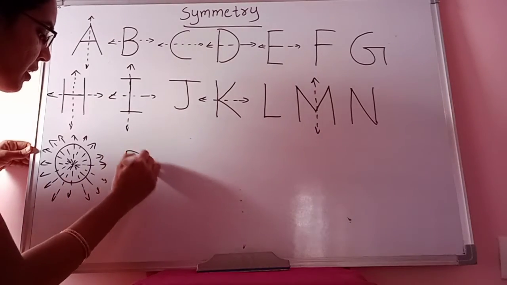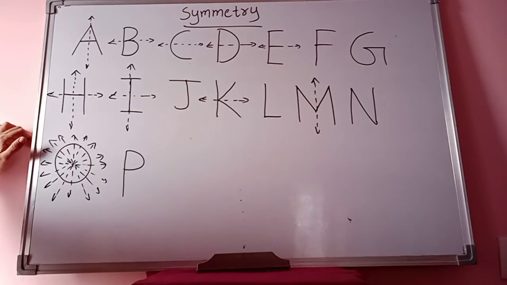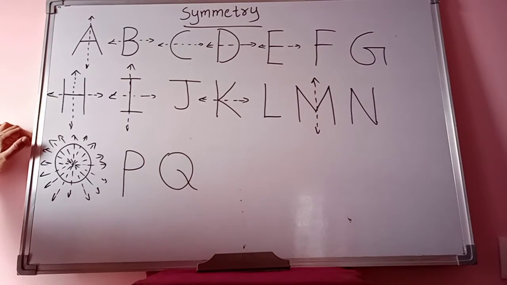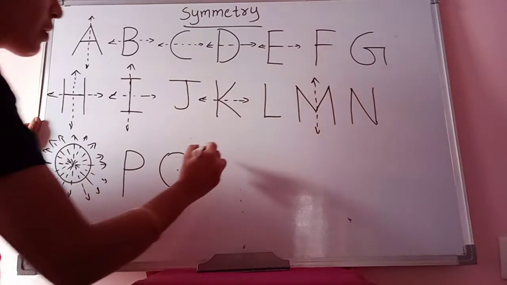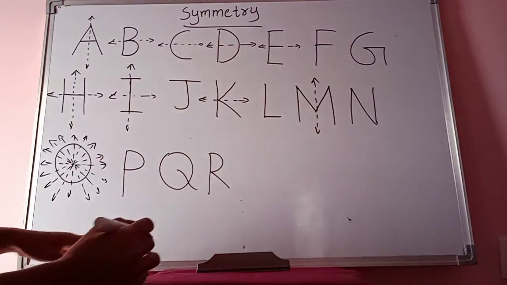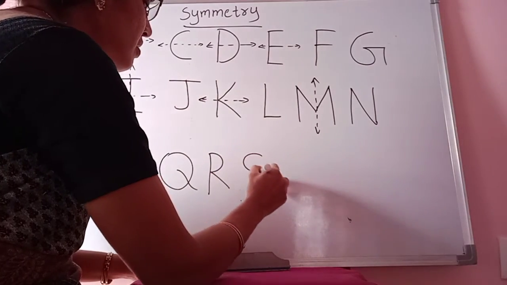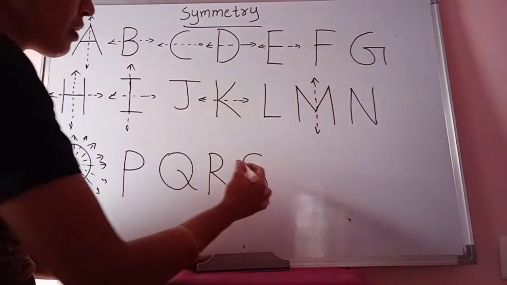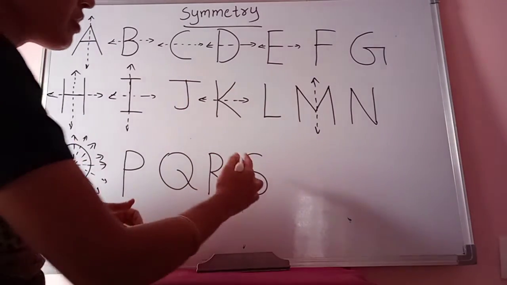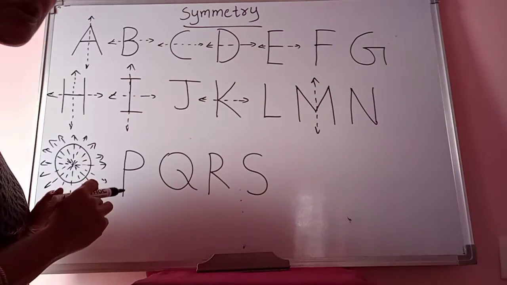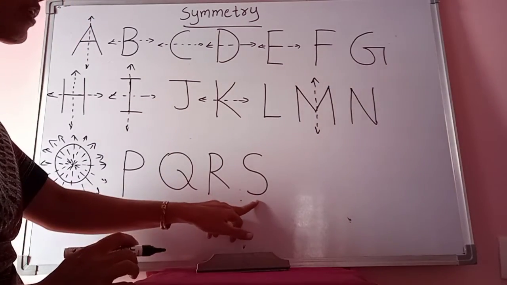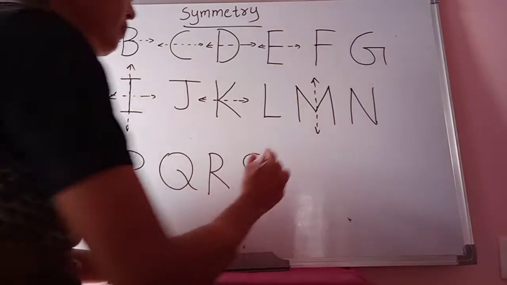Again, letter P doesn't have any symmetry. Letter Q also doesn't have any symmetry. Letter R also doesn't have any symmetry. Letter S. Horizontally you are thinking, but they won't match exactly. Even if we draw horizontally, both the parts won't match. These lines won't fall on each other. Therefore, it does not have a line of symmetry.